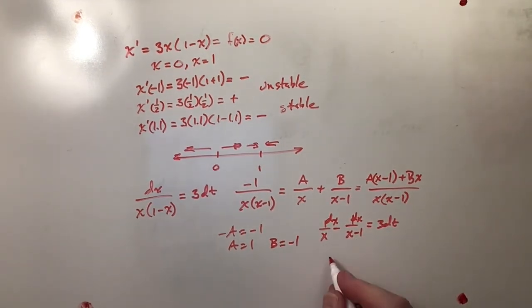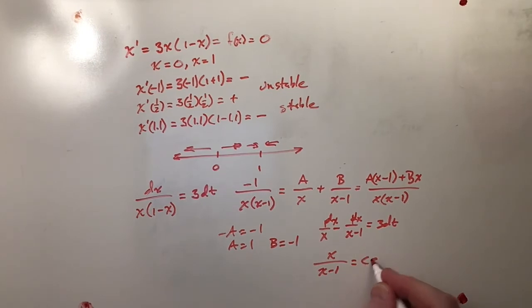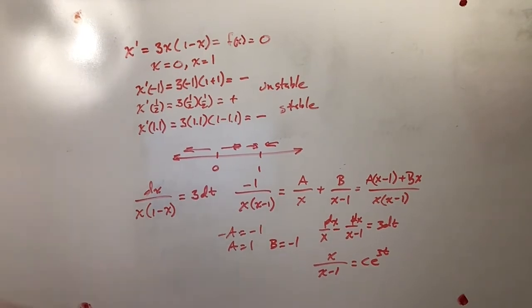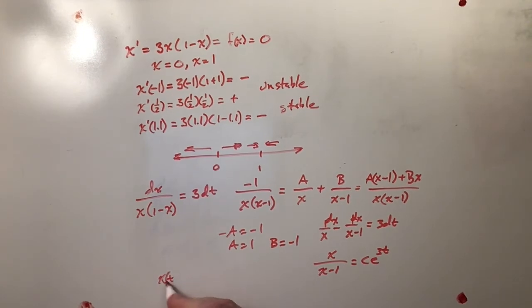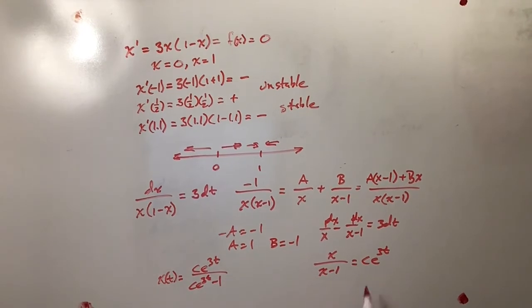It'll be this over this. So x over x minus 1, and that's going to be equal to, by the time I'm done with this, c e to the 3t. And then we can rearrange this. Ultimately, once it's all rearranged, it's going to produce that x of t is equal to c e to the 3t divided by c e to the 3t minus 1. And that's just rearranging this to solve it explicitly for x of t.